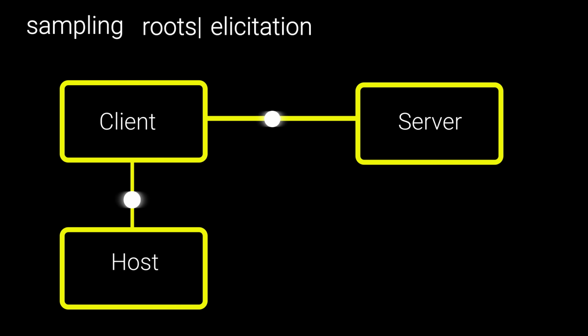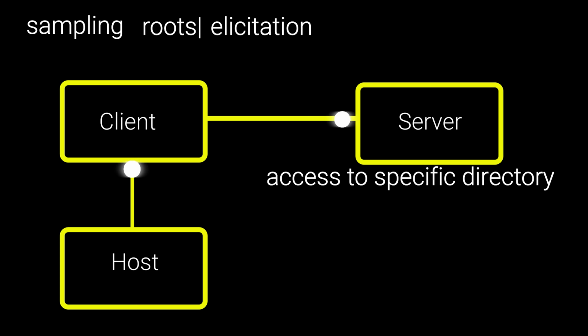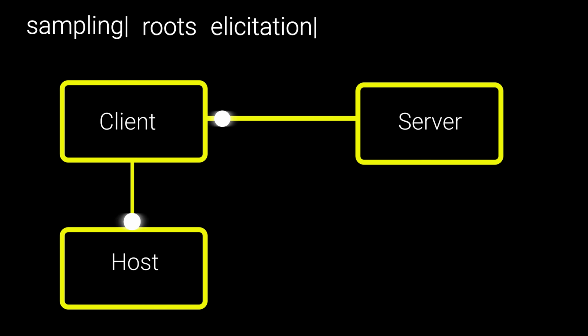The second feature is routes. Routes allow clients to specify which files servers can access, guiding them to relevant directories while maintaining security boundaries. Example, a server for booking travel may be given access to a specific directory from which it can read a user's calendar.